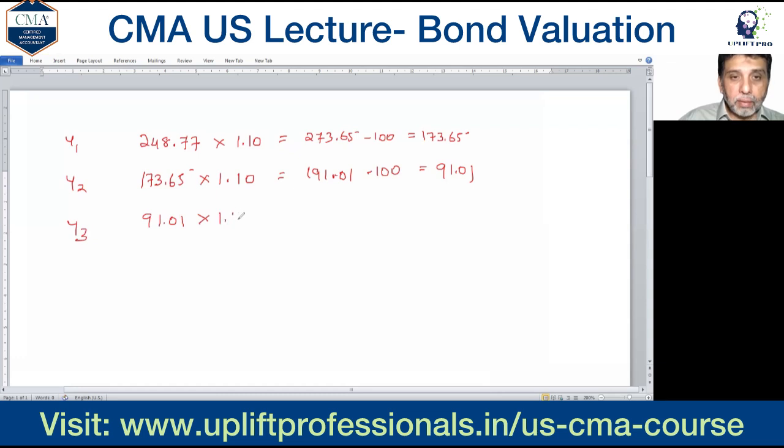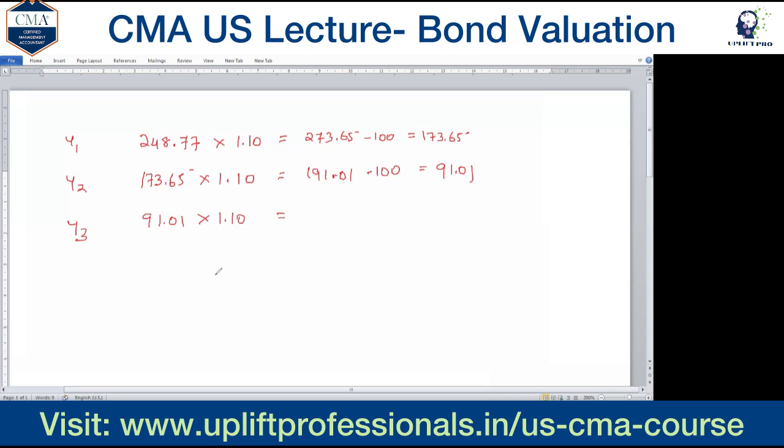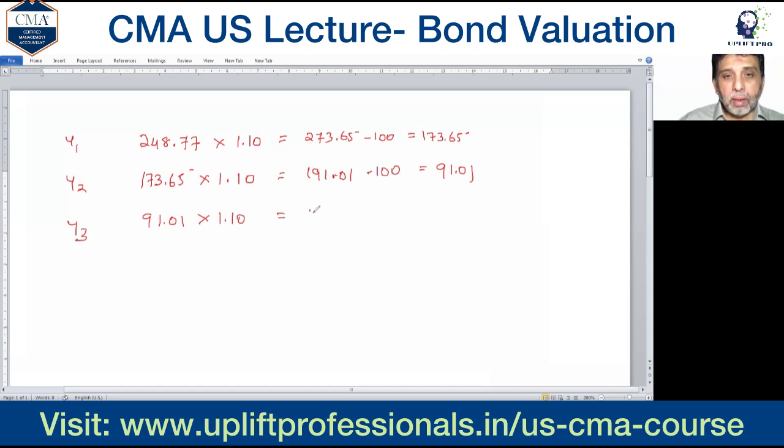It will gain interest of 10%. How much will you have? 100.11. You will have 100.11. You will take out 100. So you should have strictly, if you take all the decimal places, 0 by then.